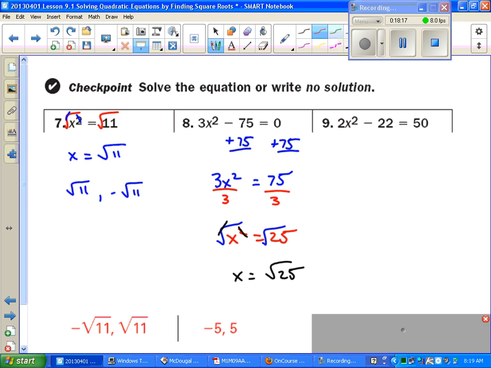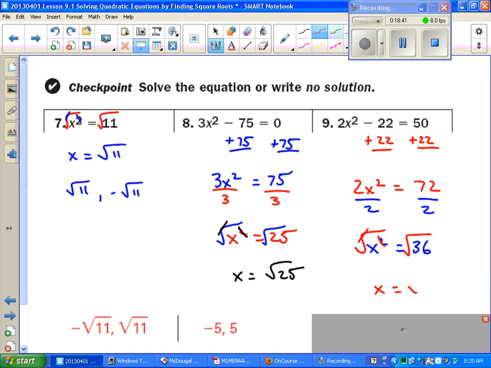And then the last one, get rid of minus 22 by adding it. So you have 2x squared equals 72. Get rid of 2 times something by dividing by 2. X squared equals 36. And then get rid of squaring something by taking the square root of both sides. This one will cancel. Leaves you with x equals the square root of 36, or x equals what times itself is 36, both 6 and negative 6.